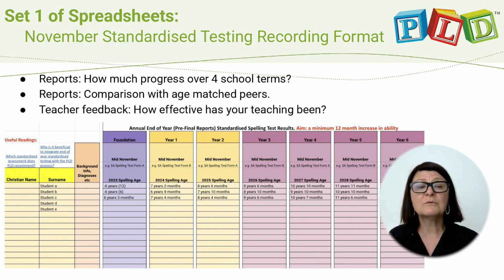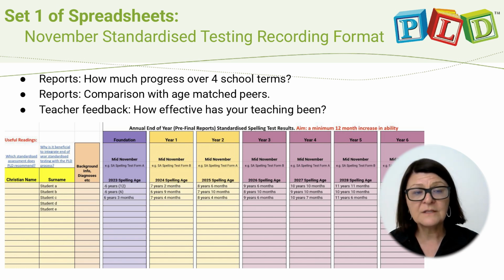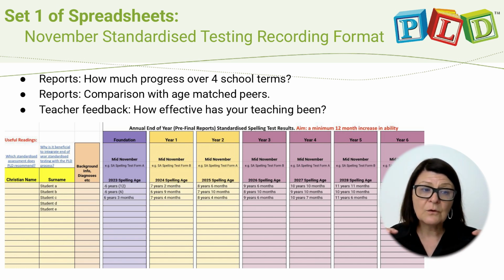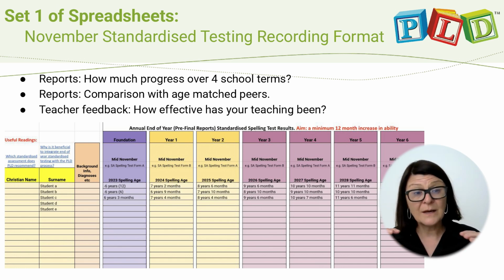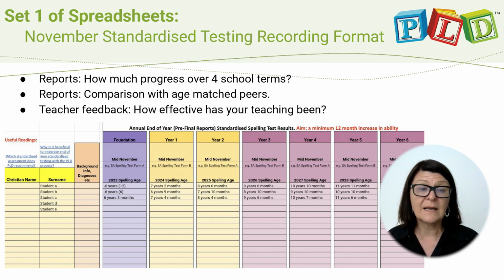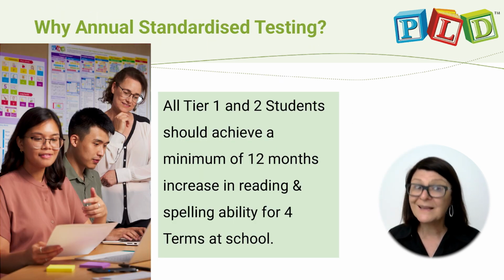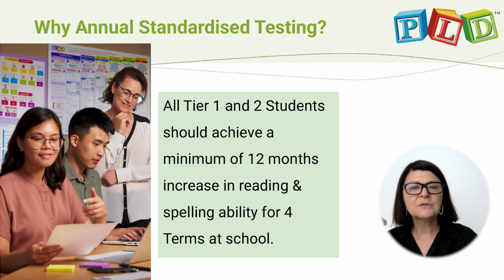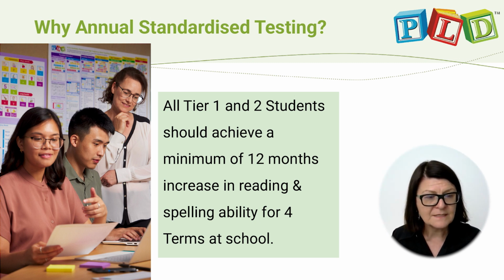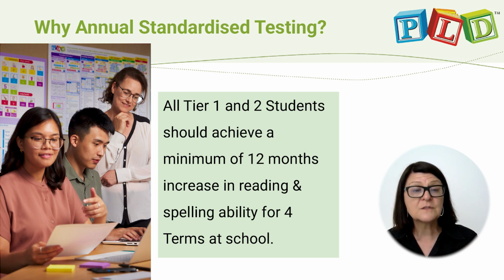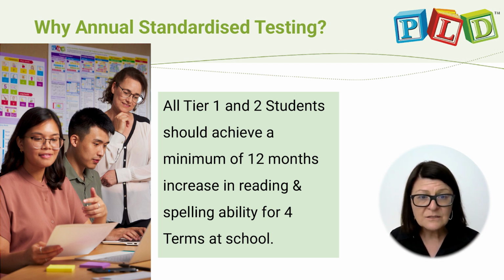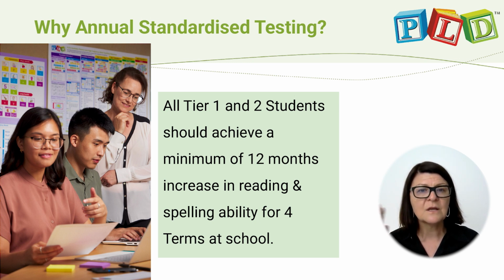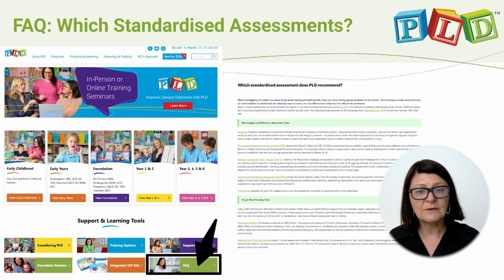As a teacher, you will receive feedback on how effective your teaching is for your students that are strong or operating where you should be, Tier 1, the students that are Tier 2 and a little bit delayed, and the students that are significantly delayed in Tier 3. All Tier 1 and most of your Tier 2 students should achieve a minimum of a 12-month increase in ability for 4 terms of school attendance. Some of your Tier 2s and your Tier 3 students will be a little bit trickier to achieve that, but the majority of students should make that minimum 12-month increase in ability.